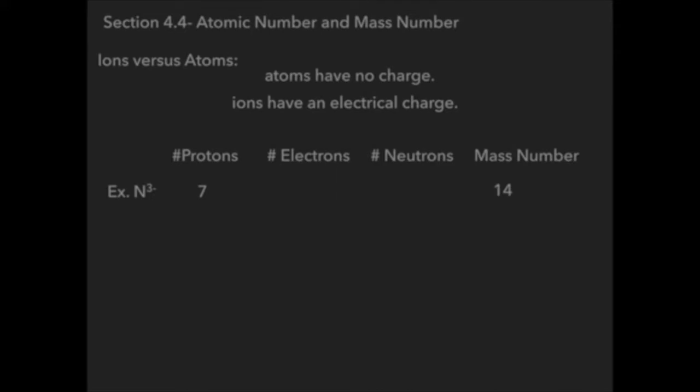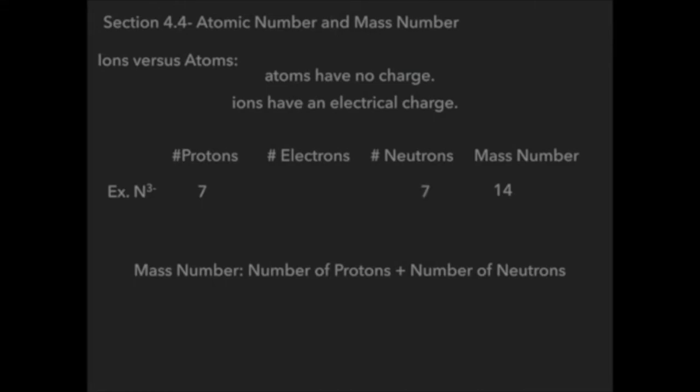Now, the tricky part is figuring out the number of neutrons. Well, the mass number is the number of protons plus the number of neutrons. Those are the two subatomic particles that contribute to mass. The electrons do not. So if I take the number of protons plus the number of neutrons, that will give me my mass number. Well, I'm given my mass number in this problem, it's 14, and I'm given my number of protons, which is 7, which tells me that my number of neutrons would be 7.